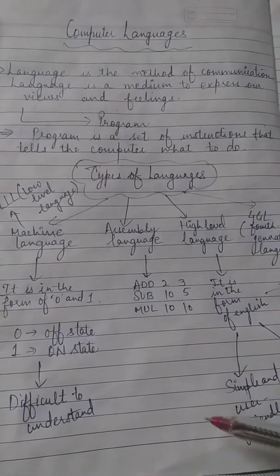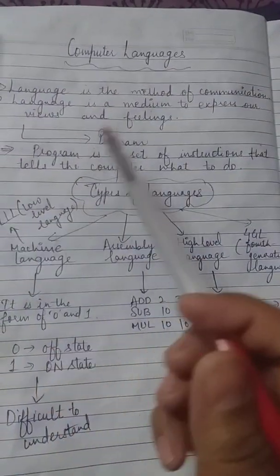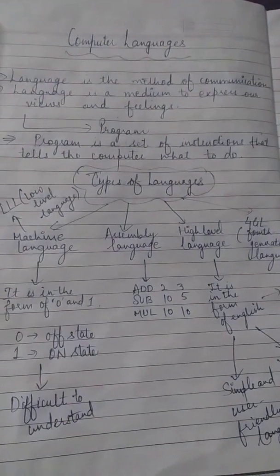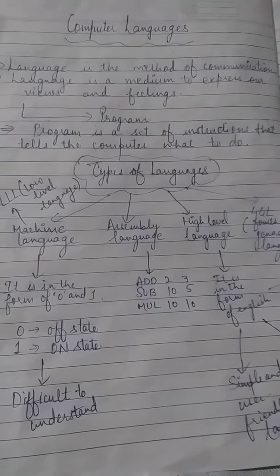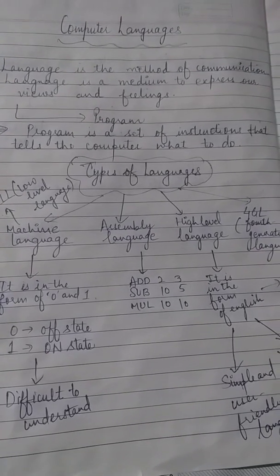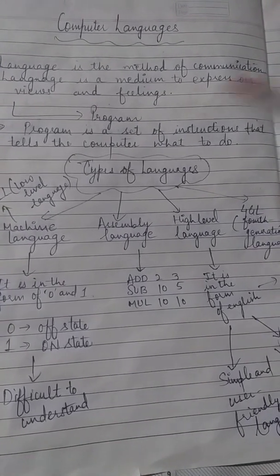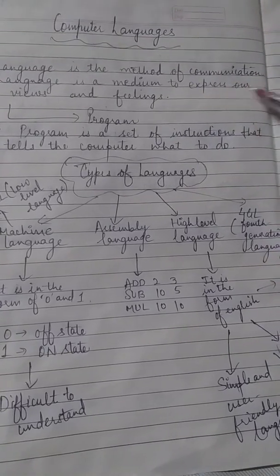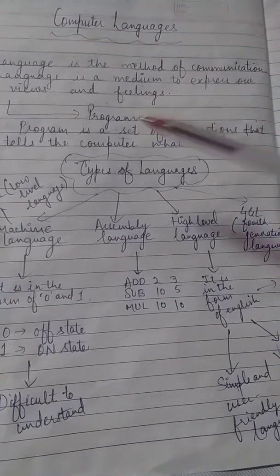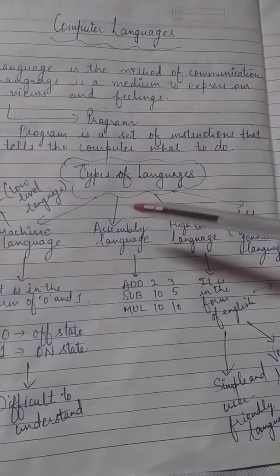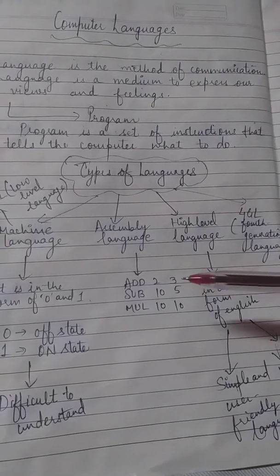So language is the method of communication. With the help of language, we can communicate with each other, person to person. So language is a medium to express our views and feelings. With the help of language, we can express our feelings to other persons.